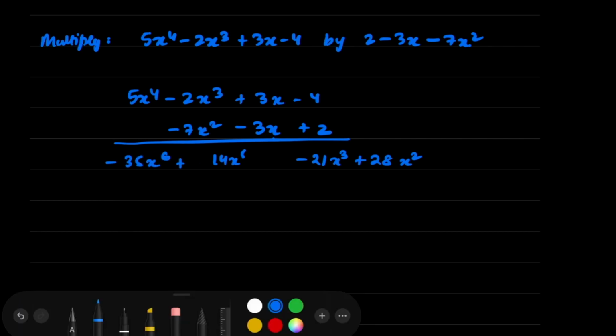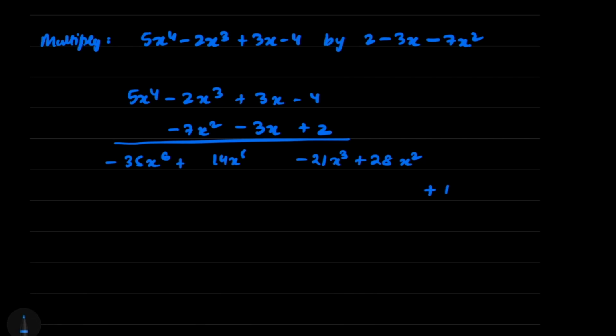Next up, we will multiply minus 3x with all the values in this expression. So we have minus 3x into minus 4, which comes out to be plus 12x. So we'll put that behind x squared. Next, we have minus 3x into plus 3x. That comes out to be minus 9x squared. Then we have minus 2x cubed into minus 3x, which comes out to be plus 6x to the power 4. And then we have minus 3x into plus 5x to the power 4. That comes out to be minus 15x to the power 5.